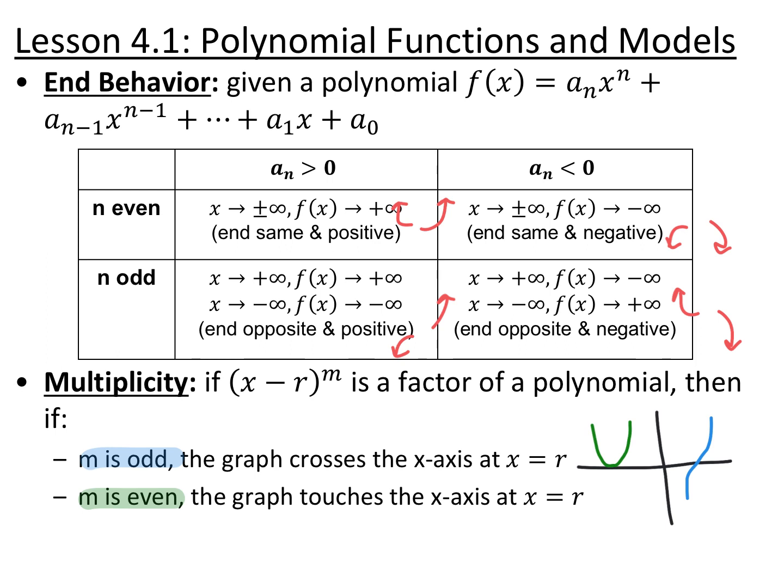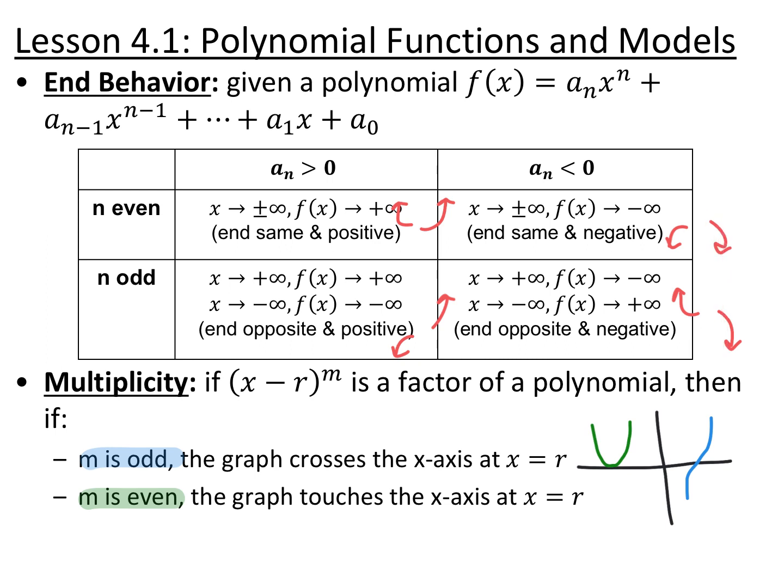So if your degree is even, your end behavior is going to end in the same direction. Think about an x squared graph. If your leading coefficient is positive, then they're both going to go up. Think about a positive x squared graph. So it's going to look like this. So as x goes to either positive or negative infinity, f of x is going to go to positive infinity. If your leading coefficient is negative, it's going to be reflected across the x-axis, so therefore as x goes to positive or negative infinity, f of x is going to go down towards negative infinity.